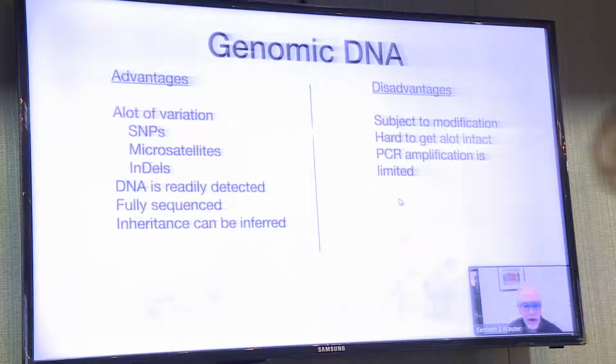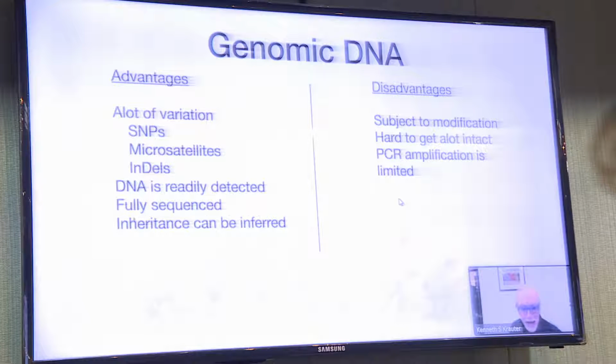Genomic DNA, some of the advantages are tremendous amounts of variation in the form of SNPs, microsatellites, VNTRs. Insertions and deletions are common in all human DNA. DNA is readily detected using PCR methods. The human genome has been fully sequenced now for about 20 years, and so we know a lot about what to expect from the DNA when we characterize it. So it's got that advantage.